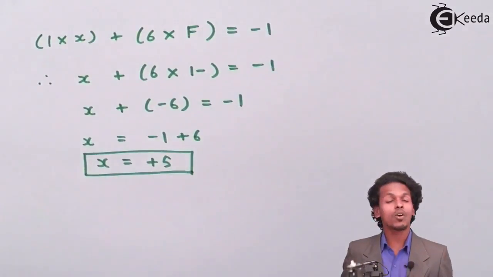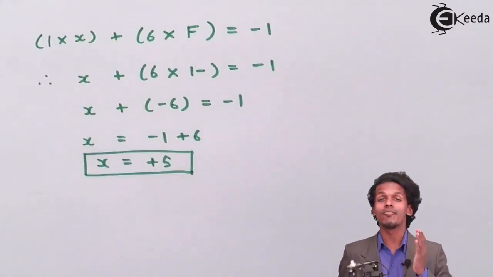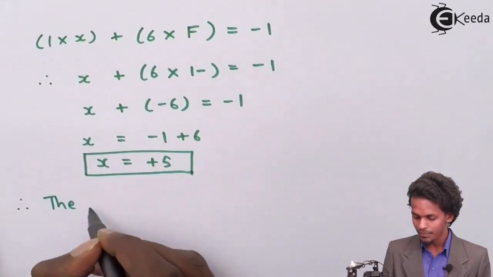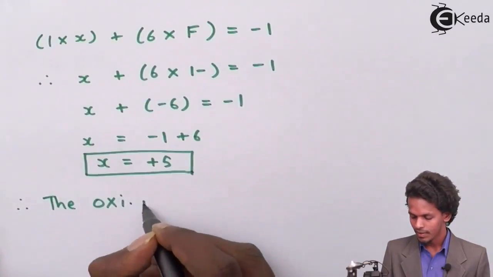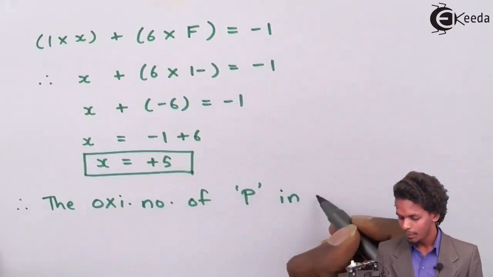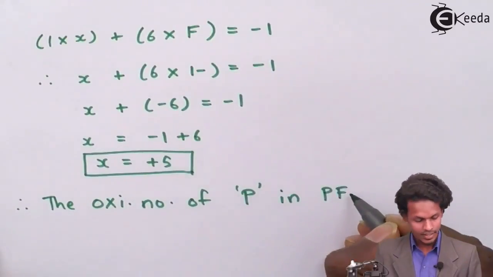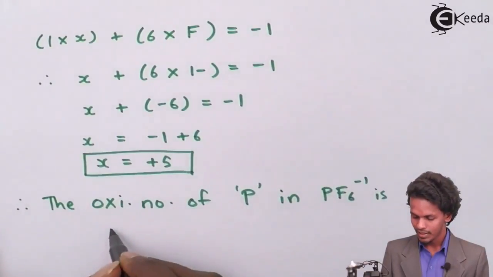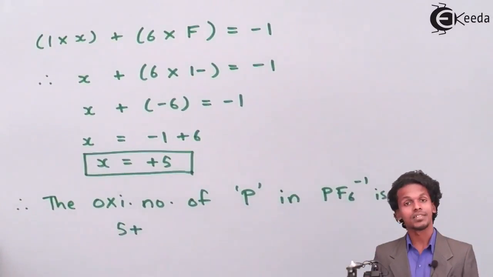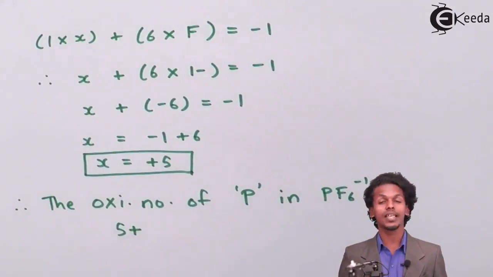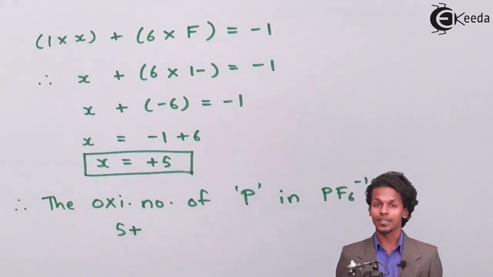But while writing the oxidation number, we represent it by 5 plus. So therefore, the ultimate answer is the oxidation number of phosphorus in PF6 minus is 5 plus. So this is how we have calculated the oxidation number of phosphorus.